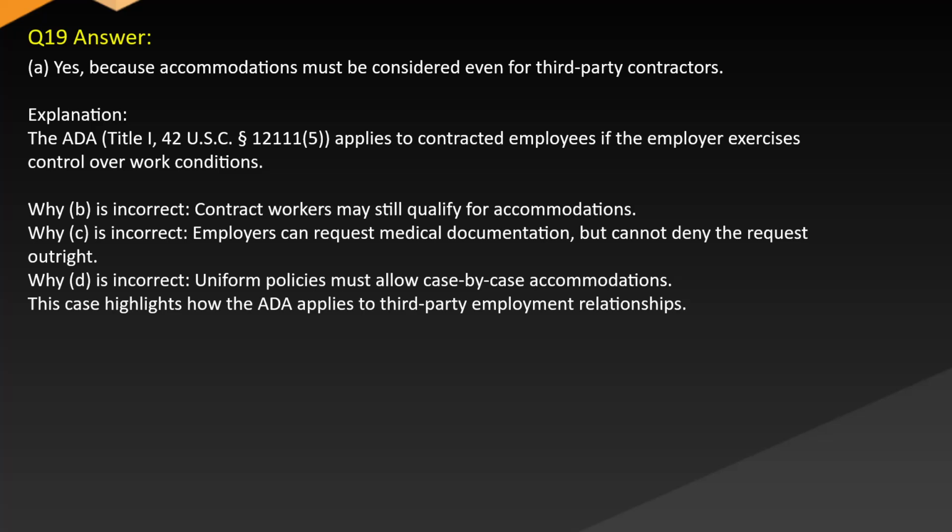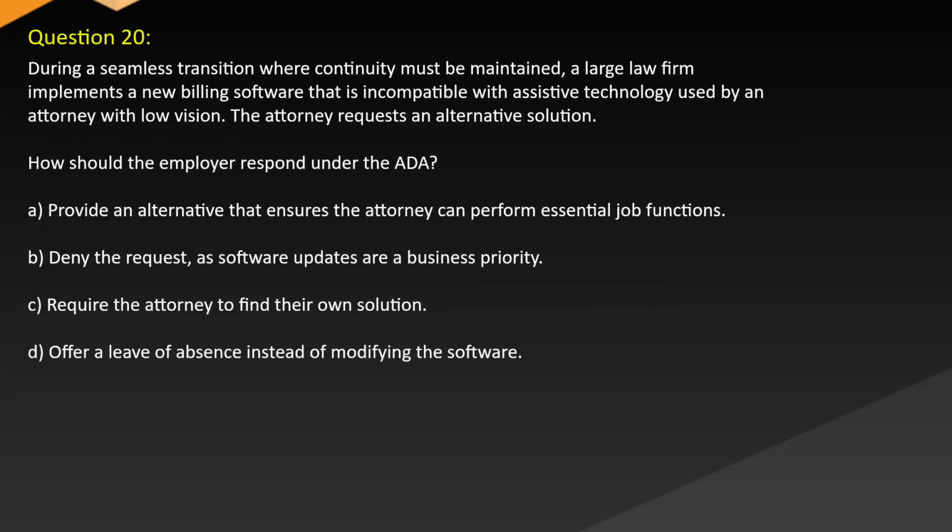Explanation. The ADA, Title I, 42 U.S.C. § 12111(5), applies to contracted employees if the employer exercises control over work conditions. B is incorrect. Contract workers may still qualify for accommodations. C is incorrect. Employers can request medical documentation but cannot deny the request outright. D is incorrect. Uniform policies must allow case-by-case accommodations. This case highlights how the ADA applies to third-party employment relationships.